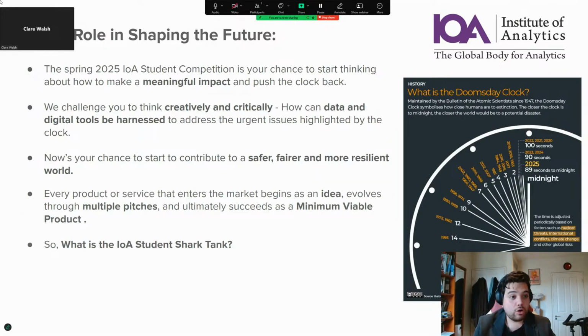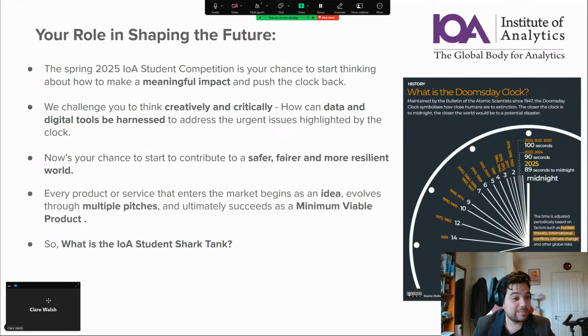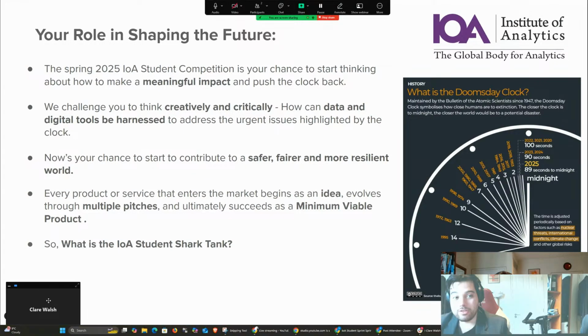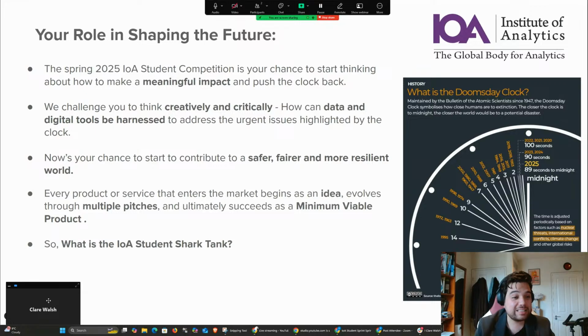So, your role in shaping the future. You are IoA members, you are data scientists, business analysts, students of the future. You should be excited to have your opportunity in playing a part in having a meaningful impact. And to have a meaningful impact, you need to use your skills, your ideation, and your creativity to build tools and solutions to the problems that are part of the current world.